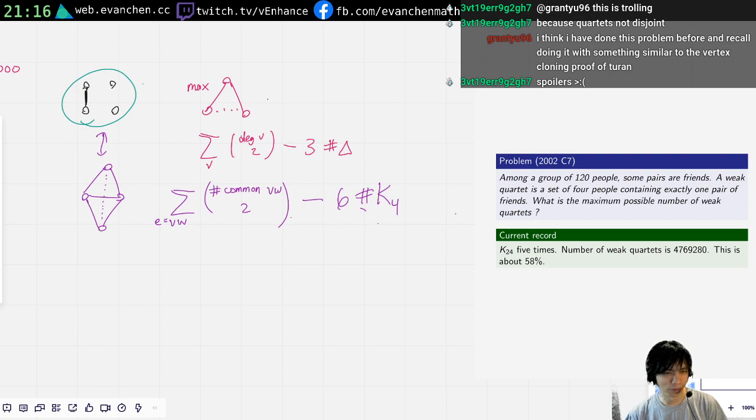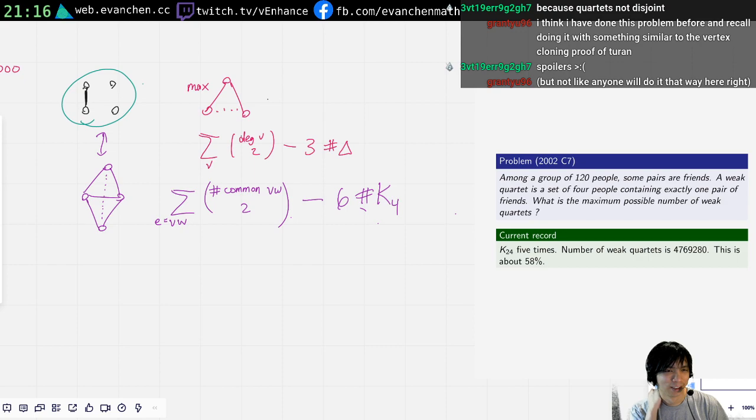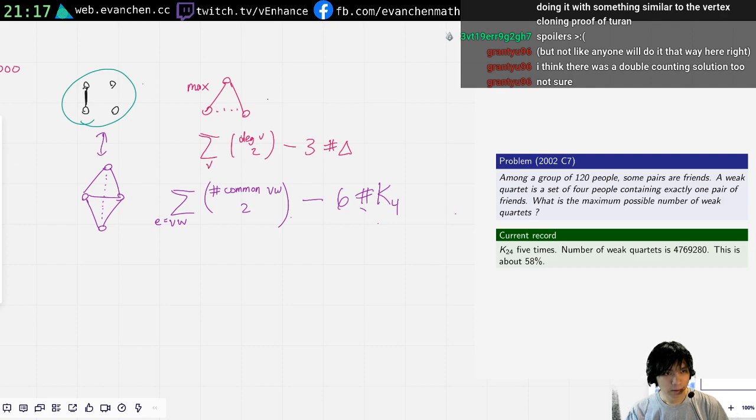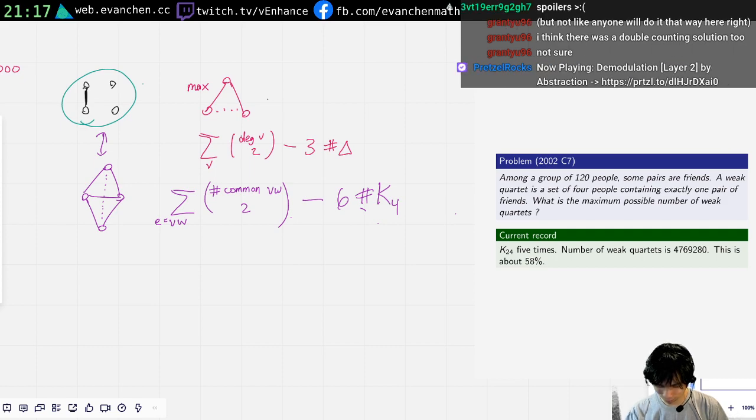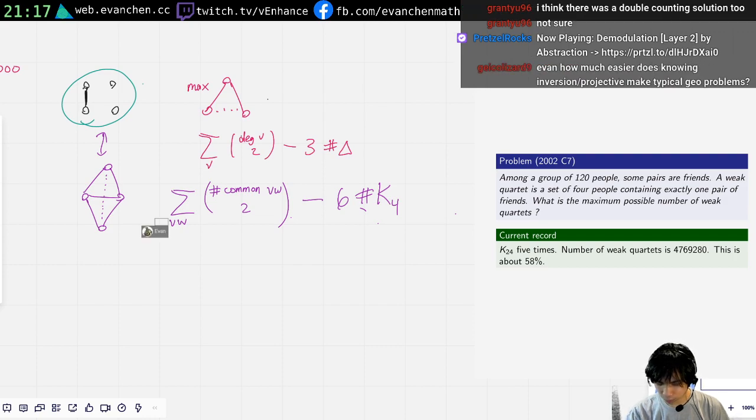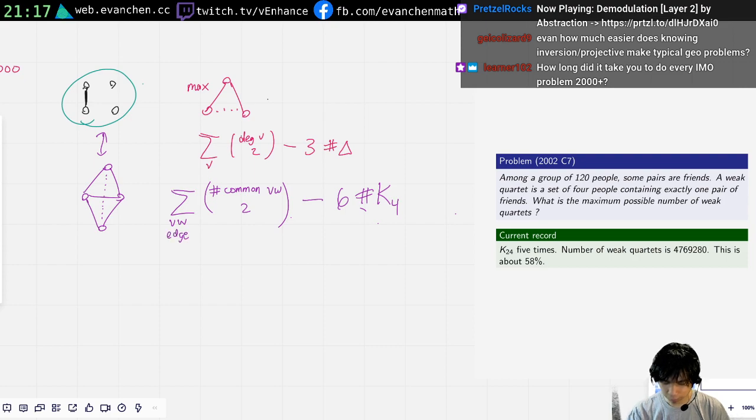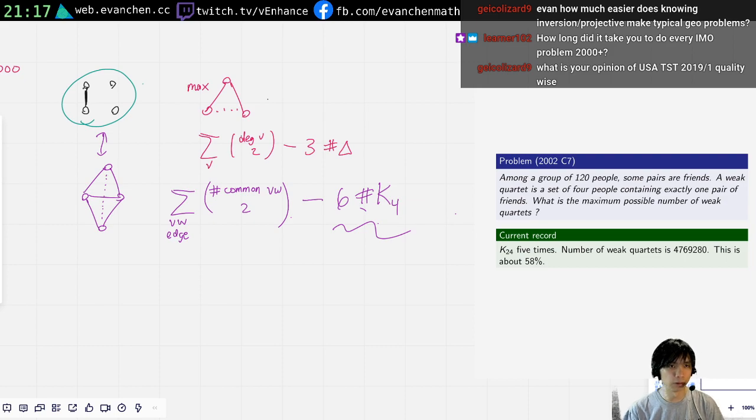Vertex cloning. Okay, well, I don't know the vertex cloning proof, so it's possible this is going to be... I mean, if that's the only solution, we're in trouble. Okay, well, I'm trying to go double counting, but I'm really having a tough time here. It's sort of weird because it seems like you really should want to have most of the edges until somehow the 6K4 term becomes really, really large.